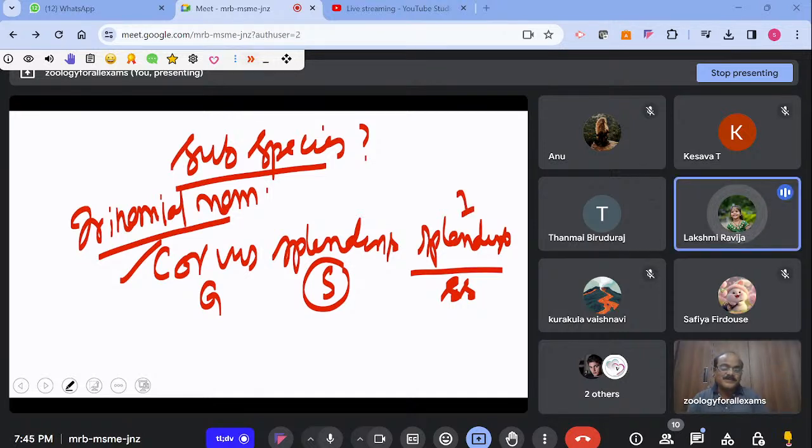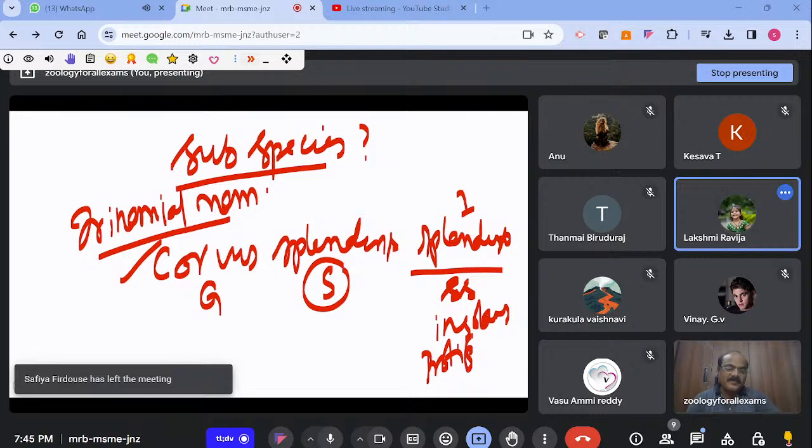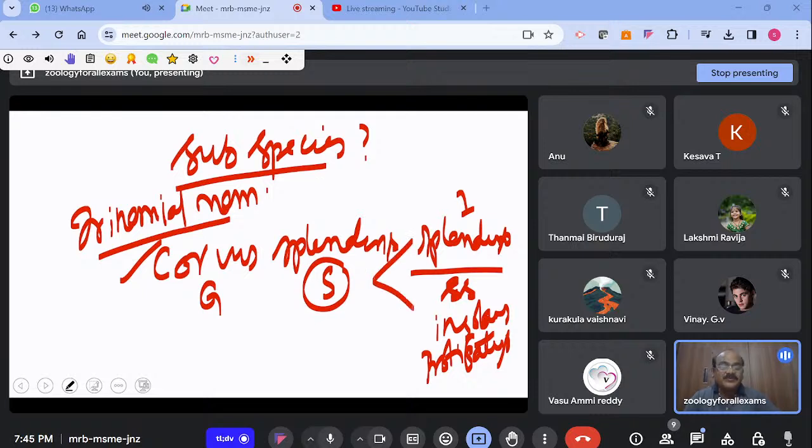Sir, more than one, sir. Okay. What are the Corvus names? Corvus splendens insolens, one more. Very good. Species, subspecies, sir. Corvus splendens. One more, Sri Lankan and Myanmar. Very good. One more is Proteozoa. Okay. So there are three subspecies in Corvus splendens.